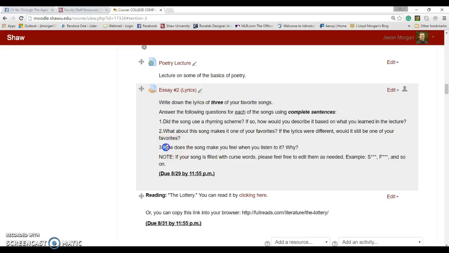And last but not least, how does this song make you feel when you listen to it, and why? Sometimes songs can make you feel powerful. Sometimes they can make you feel sad. Sometimes they can make you feel happy. Sometimes they can make you feel nostalgic.